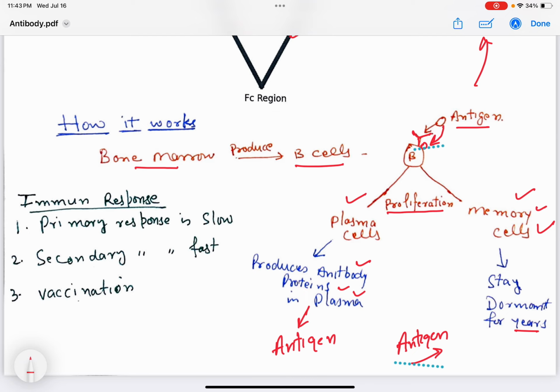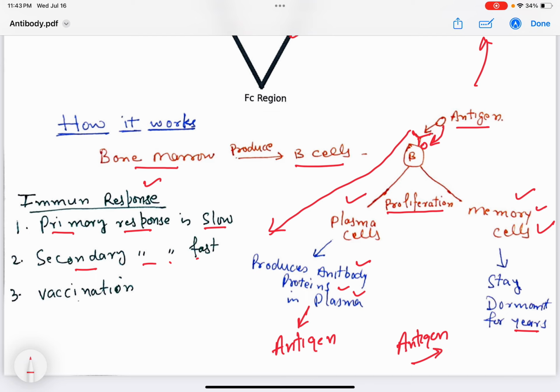So let's talk about immune response. There's a primary immune response, which is slow. Secondary is faster. We will talk about both. What's the difference? The primary response is the one I just talked about: antigen attaches to a specific surface. It takes a lot of time for the B cell to produce antibodies and then kill the whole viral infection.